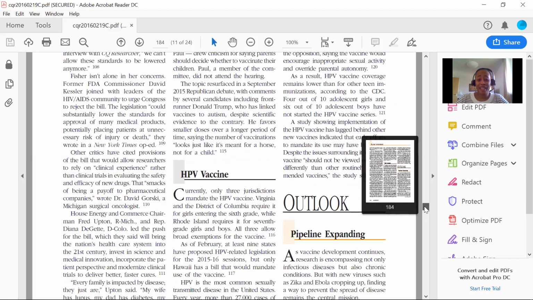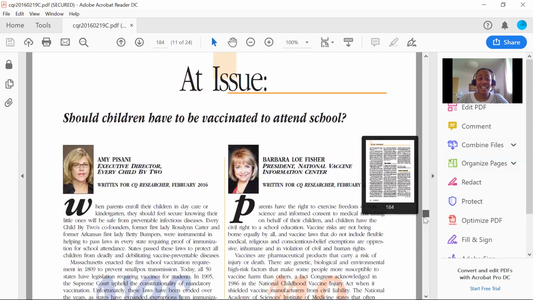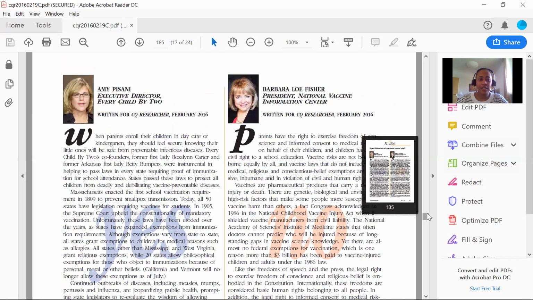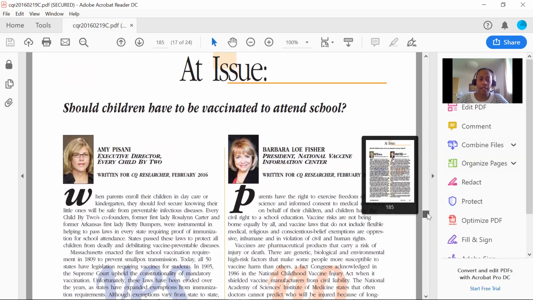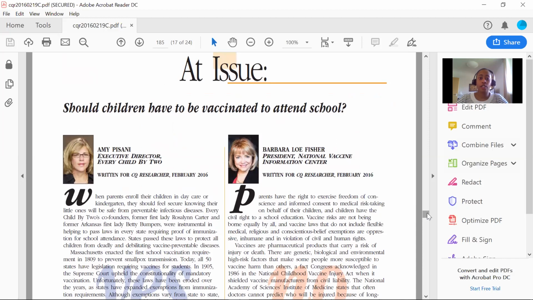It's interesting. And then you get all the way down here, and you have the at issue, or like your pro con argument. So, should children have to be vaccinated to attend school? And one side, I'm guessing, is going to say yes, and the other side is going to say no. So, Amy Pisani is the executive director, Every Child by Two. I'm guessing she's probably going to be for vaccinating children. And then Barbara Loe Fisher, who's the president of the National Vaccine Information Center.